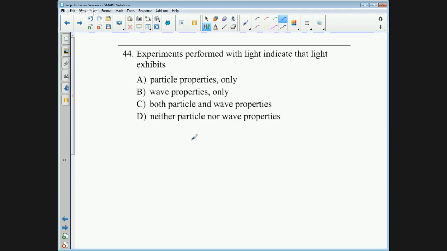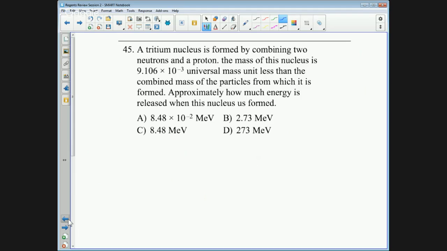Number 44 says, experiments performed with light indicate that light exhibits, it's always both wave and particle properties. Okay. Next, 45. A tritium nucleus is formed by combining 2 neutrons and a proton. The mass of this nucleus is 9.106 times 10 to the negative 3 universal mass units less than the combined mass of the particles from which it was formed. Approximately how much energy is released?